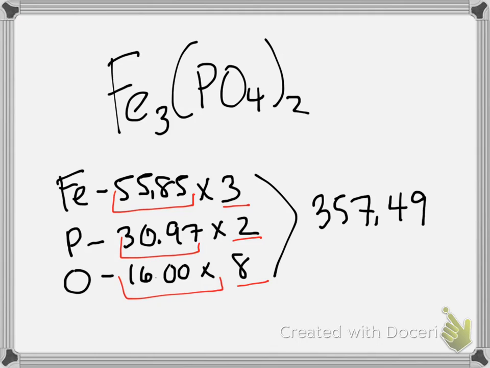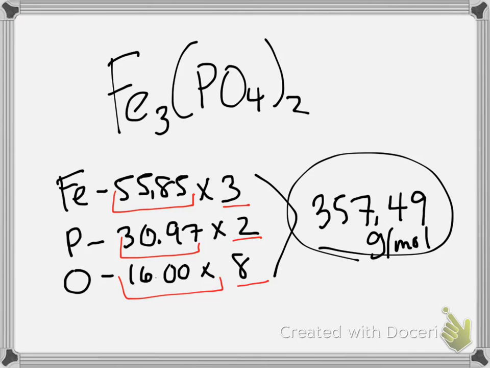Okay, so everybody arriving at the same thing I am? 357.49. That's some heavy stuff. What are the units for this if we say it's molar mass? Grams per mole. What would the formula mass be? Same number but in atomic mass units. Okay.